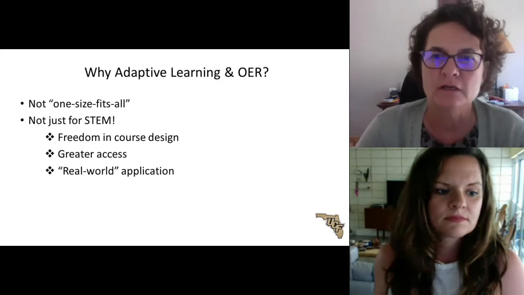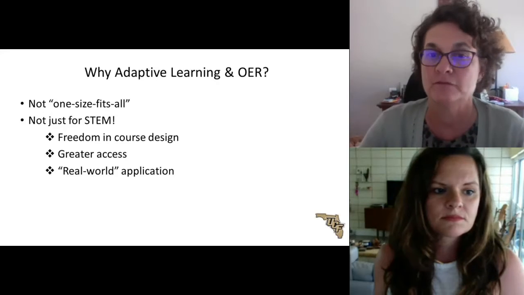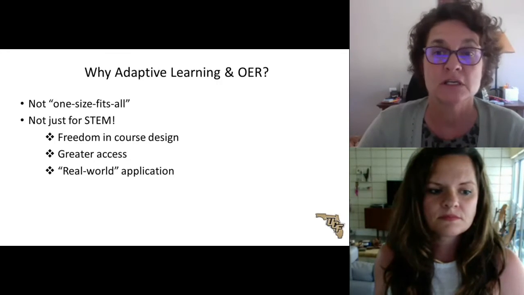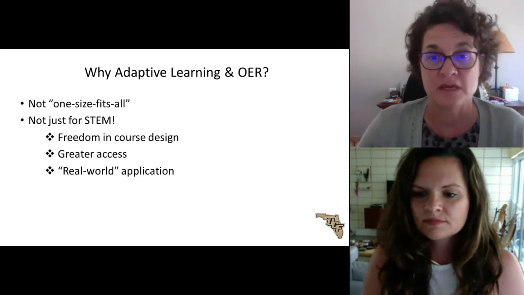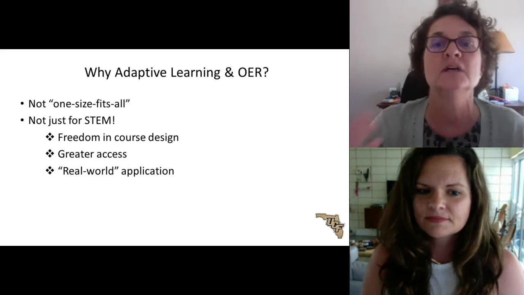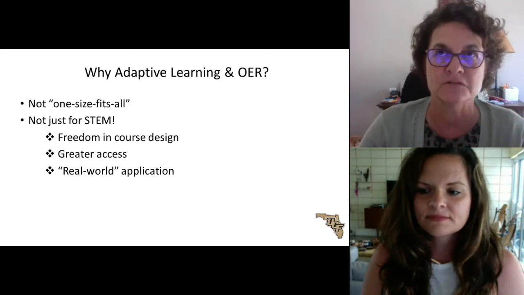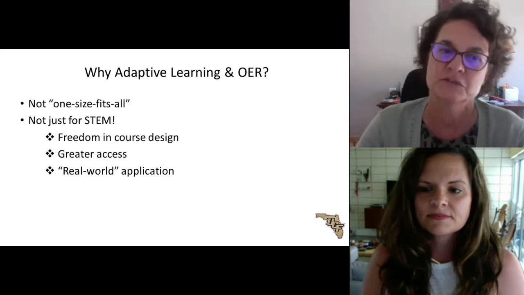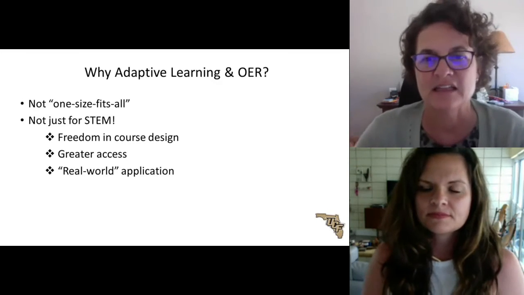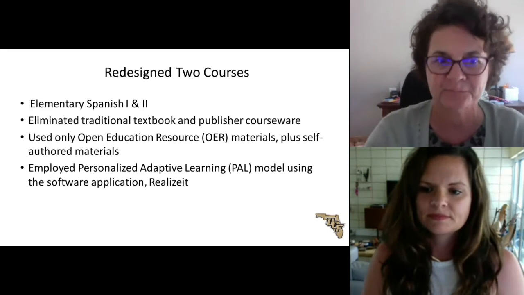Especially in Florida, we have many, many students who are of Hispanic origin, so they've heard Spanish, maybe they speak it a little bit. We have students who are not of that background, but maybe they grew up in Miami where all their neighbors spoke Spanish, so they already come to the table with a certain level of knowledge. And employing adaptive learning has really allowed us to meet students where they are and get away from that one-size-fits-all mentality that we were seeing with textbooks and courseware programs.